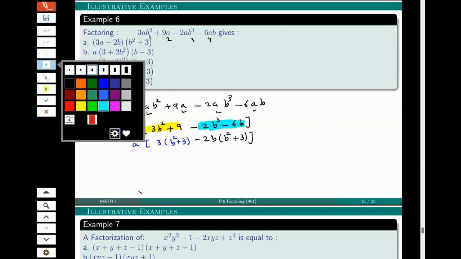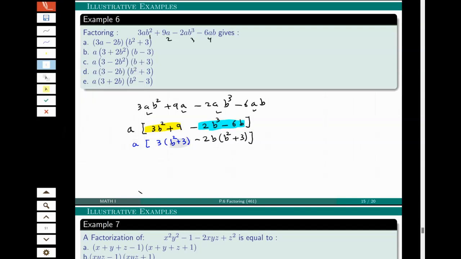So I said if my grouping is perfect, I need to get another common factor. So b squared plus 3 is the common factor. So what is left inside? It will be here 3, and here it will be minus 2b. So the complete factoring will be a times b squared plus 3 times 3 minus 2b.